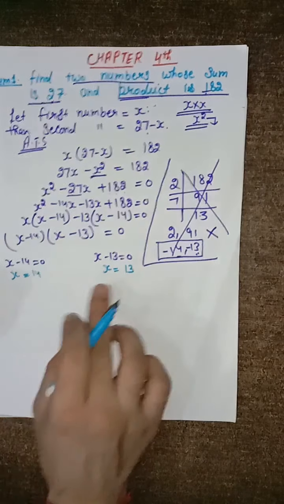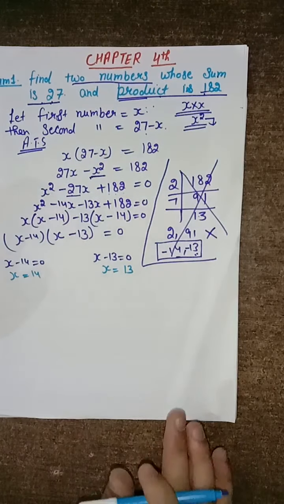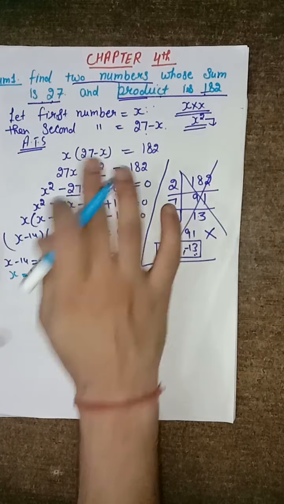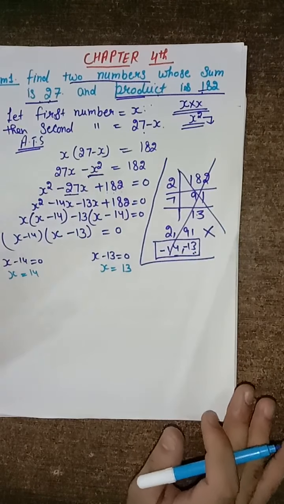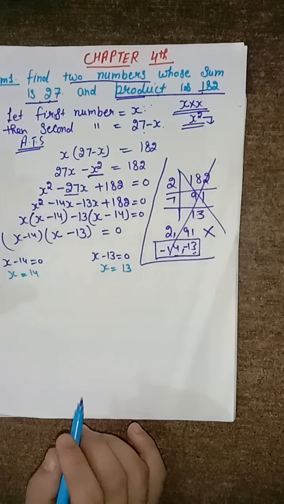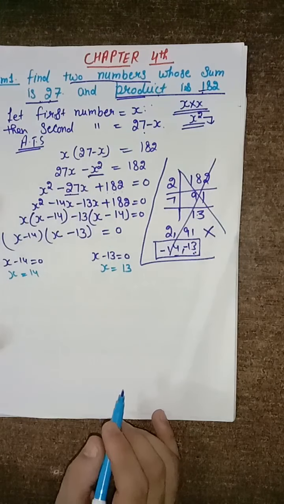Now here we have two solutions, and we have already discussed that a quadratic equation means its degree is 2, so we have two solutions. Here we have also two solutions. Now in the question we are asked to find the numbers.